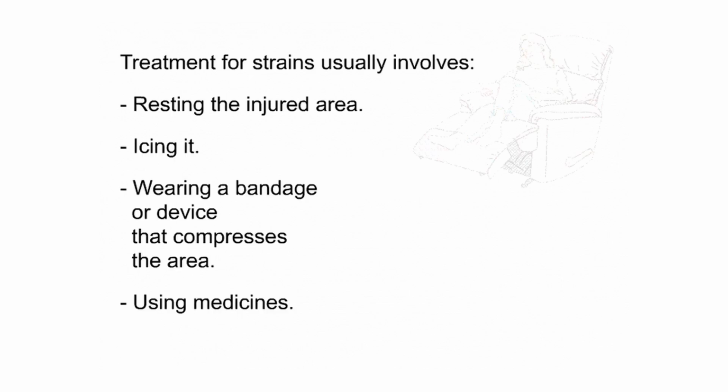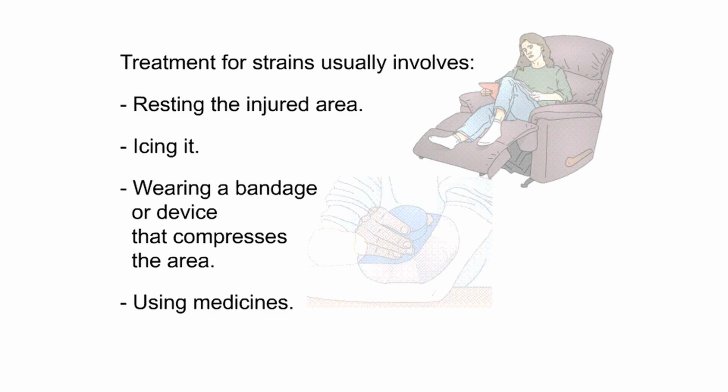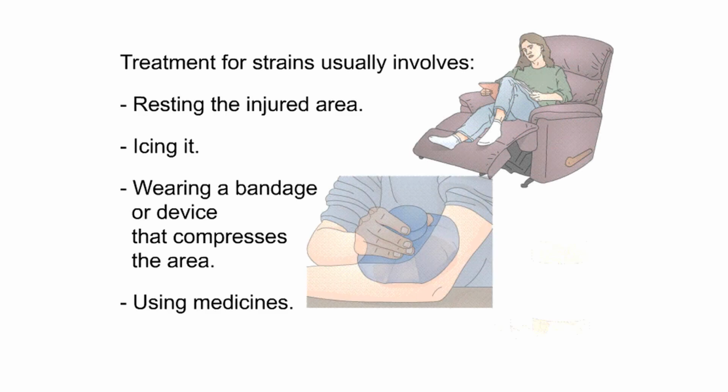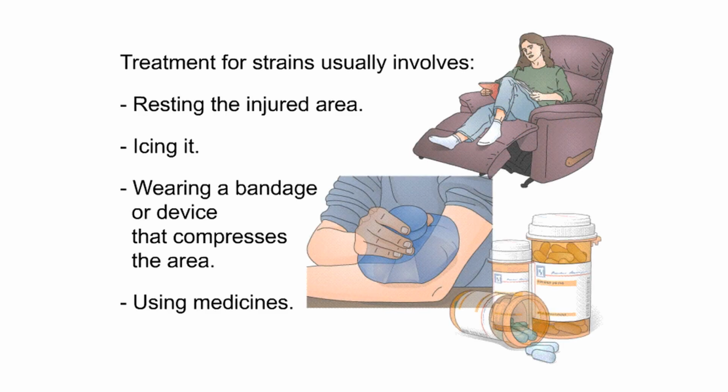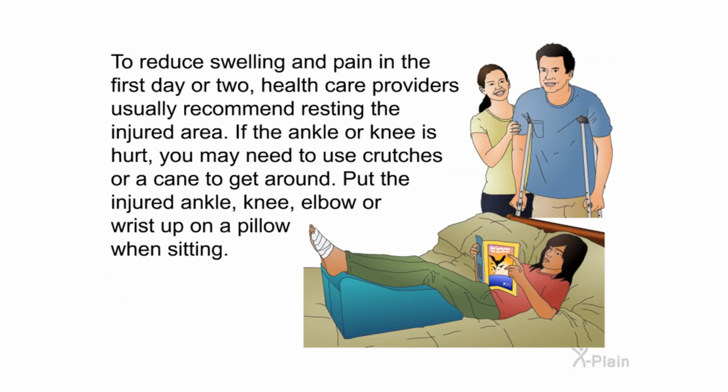Treatment for strains usually involves resting the injured area, icing it, wearing a bandage or device that compresses the area, using medicines. To reduce swelling and pain in the first day or two, healthcare providers usually recommend resting the injured area. If the ankle or knee is hurt, you may need to use crutches or a cane to get around. Put the injured ankle, knee, elbow, or wrist up on a pillow when sitting.